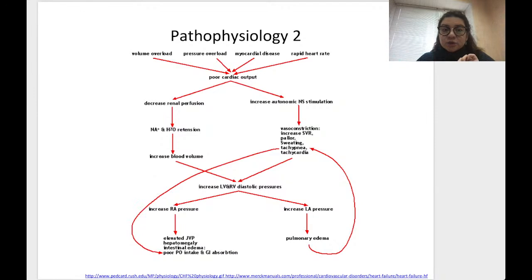And it leads to two main compensatory mechanisms, two main ways the organism tries to compensate for this low output. The first way is through the kidneys. There is decreased renal perfusion due to low cardiac output, and low kidney perfusion leads to sodium and water retention. Sodium and water retention lead to increased blood volume.